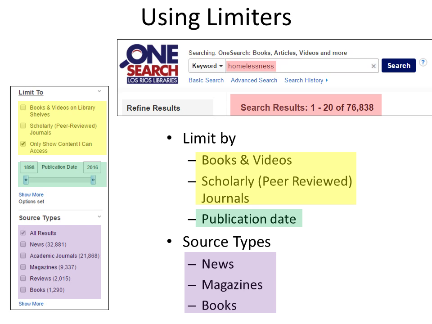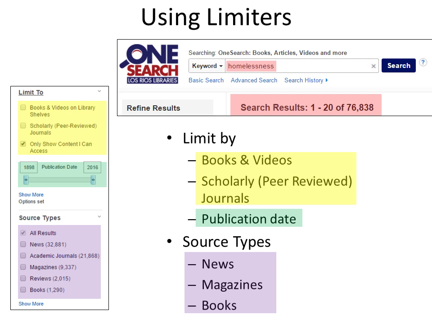For the purposes of this tutorial, I use the word homelessness as my initial search term. And look at how many results were returned, more than 76,000. Who has time to sift through that many results? None of us, that's for sure. So what we want to do next is refine our results by setting some limits.